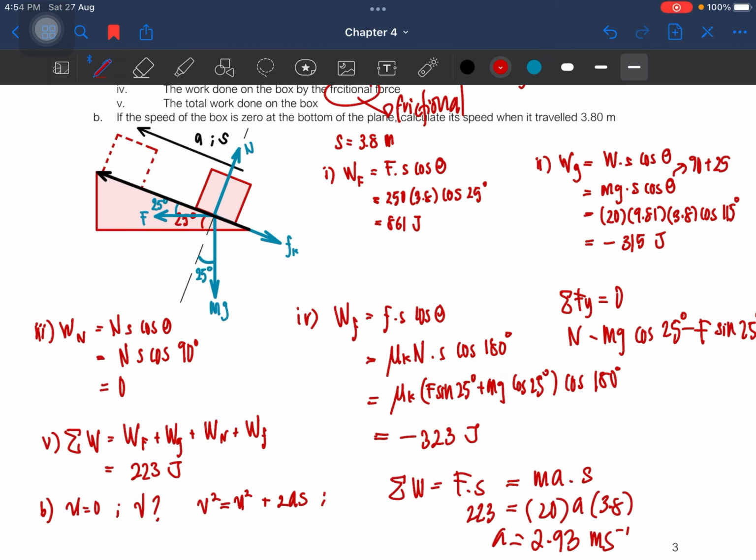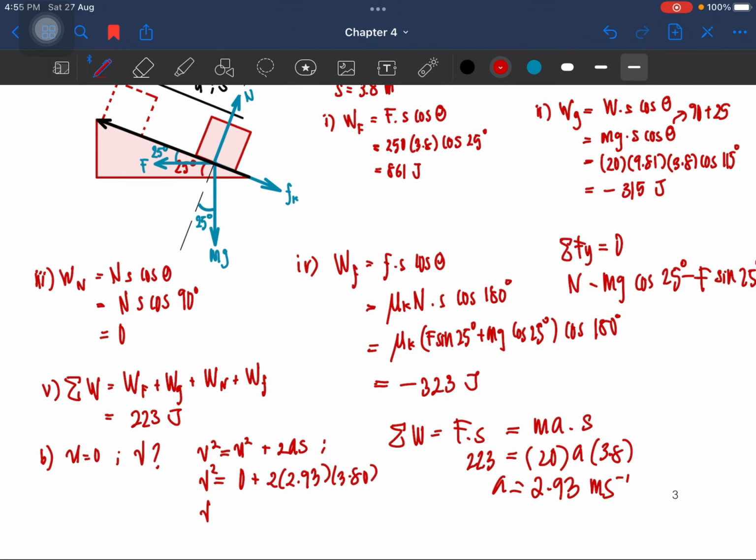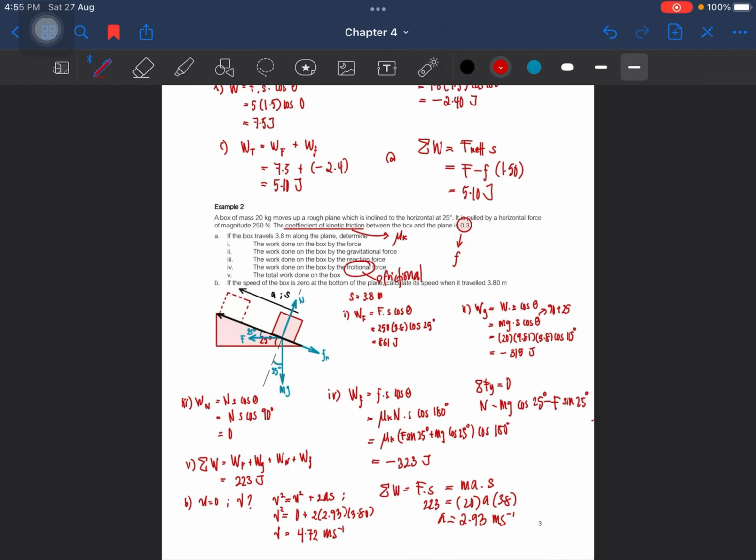Once we get this acceleration, we no longer need to find the x and y values. We can directly use this acceleration to find v. So v is equal to 0 plus 2.93 times 3.8, and you will get v equal to 4.72 meter per second. Alright, so that is the solution for example number 2.